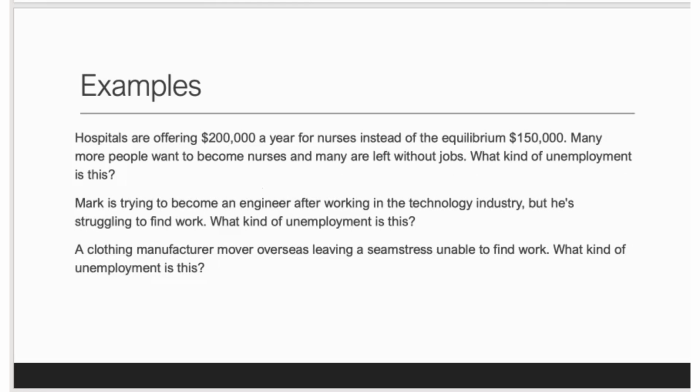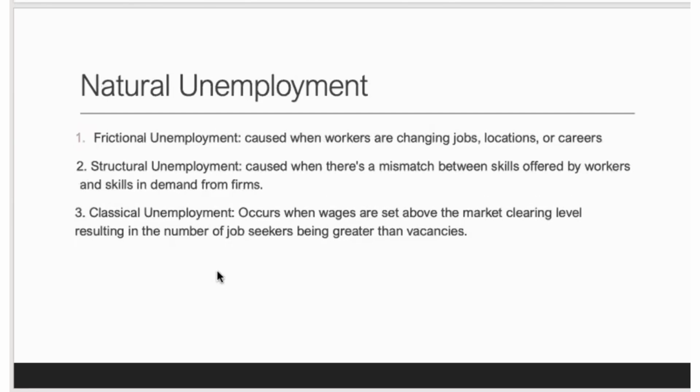For the next example, Mark is trying to become an engineer after working in the technology industry, but he's struggling to find work. What kind of unemployment is this? We'll look back at the definitions. Mark is trying to change careers, so this is frictional unemployment.